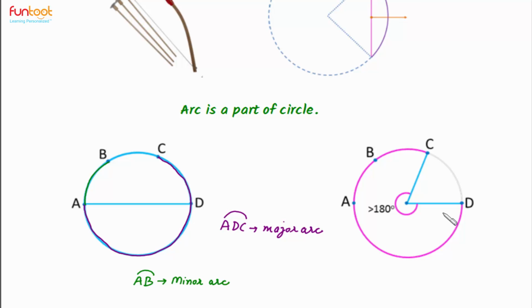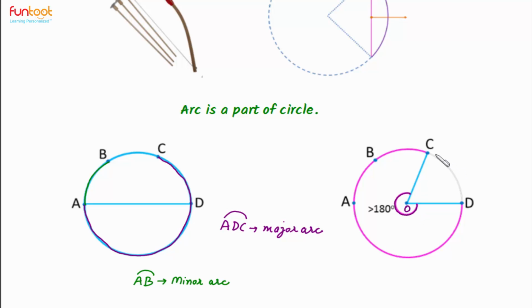Also, we can discuss the angle subtended by an arc at the center. So here we have this arc, which is shown in pink, is the major arc. And if this is the center of the circle, if we draw two radii here, OC and OD, this angle is the angle subtended by the arc at the center. And for the major arc, this angle is greater than 180 degrees.